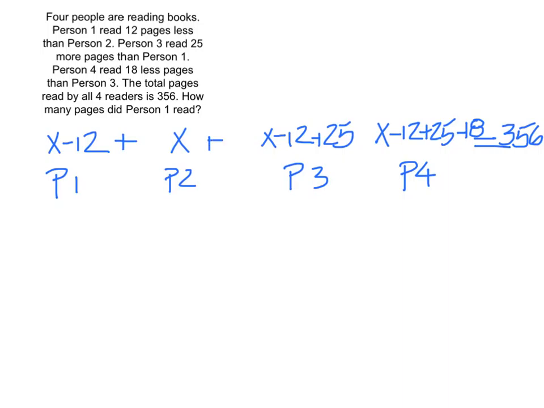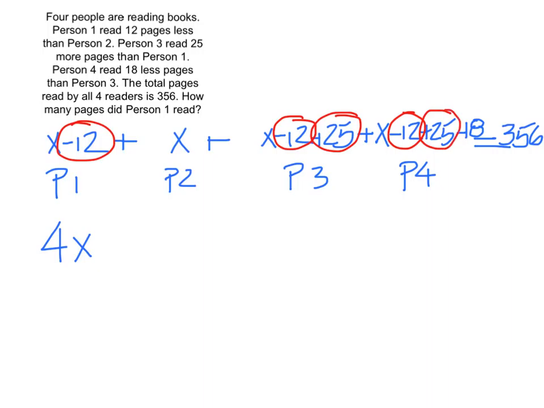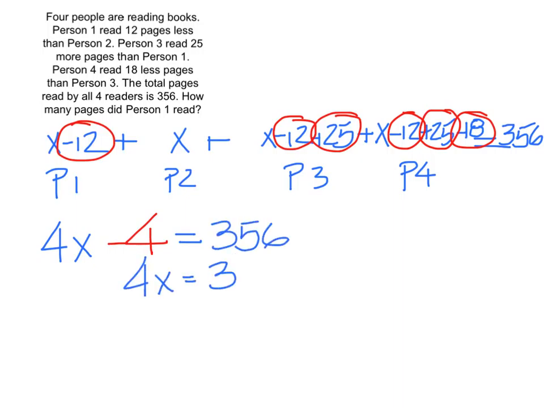And all of this will be plus. We'll add up the x's. We have 1, 2, 3, 4 x's. And then we'll go through here and do a negative 12. Minus 12 is a negative 24. Plus 25 is 1. Minus 12 is negative 11. Plus 25 is 14. Minus 18 is minus 4. And it's all equal to 356. So 4x equals 356.